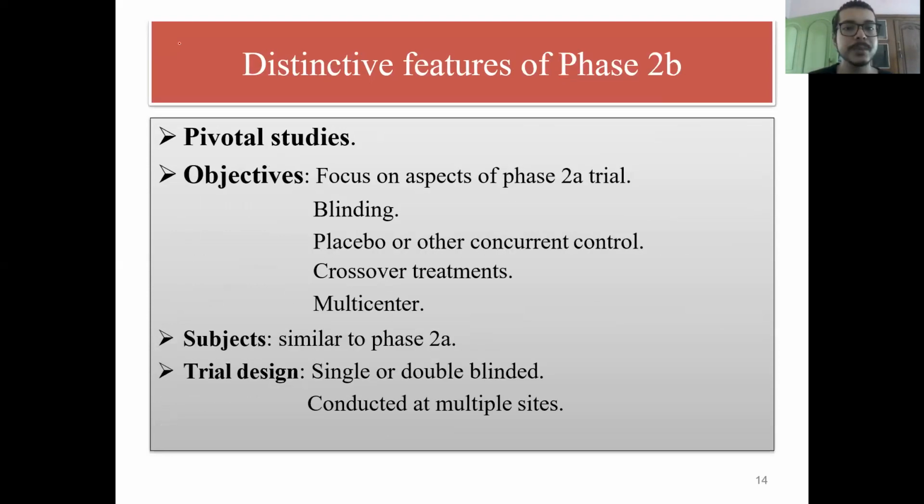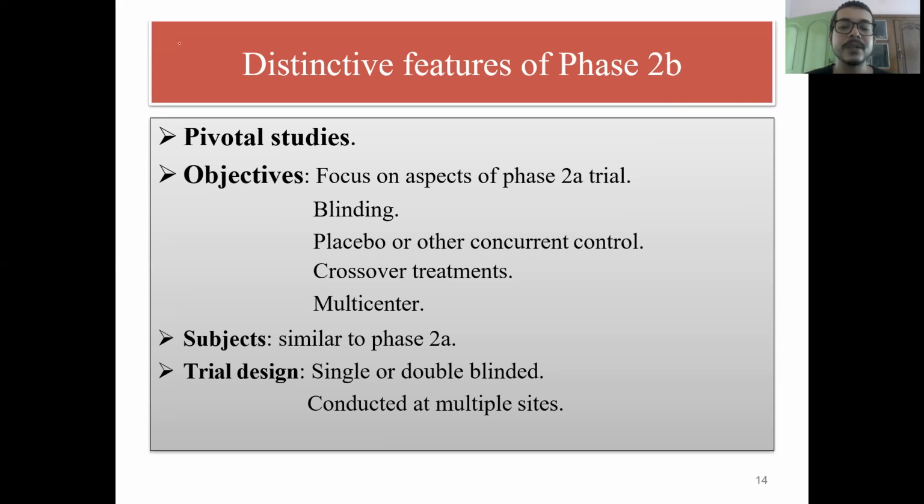Phase 2B focuses on the aspects of the phase 2A trial. It's a blinded trial, so a double blind or single blind trial. Let me tell you, double blind means both the research group and the volunteers will not know what medication is being given to the volunteers. Both sides are blind. Single blind means only the volunteers will not know what medication is being given to them. Only the researcher group or investigator will know about it. So that is single blind.